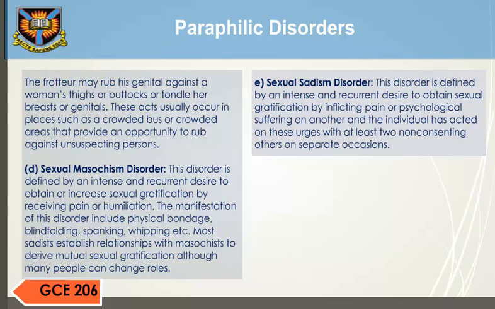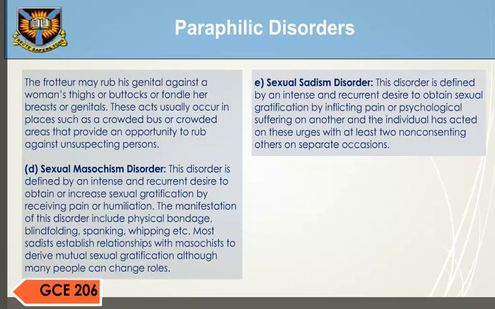D. Sexual masochism disorder. This disorder is defined by an intense and recurrent desire to obtain or increase sexual gratification by receiving pain or humiliation. The manifestations of this disorder include physical bondage, blindfolding, spanking, whipping, and so on. Most sadists establish relationships with masochists to derive mutual sexual gratification, although many people can change roles.